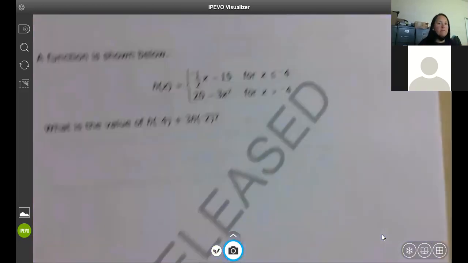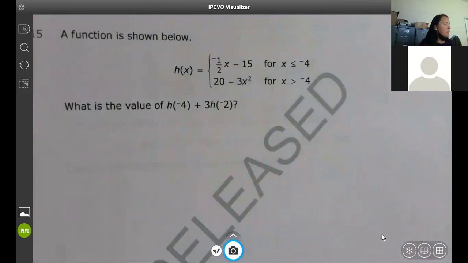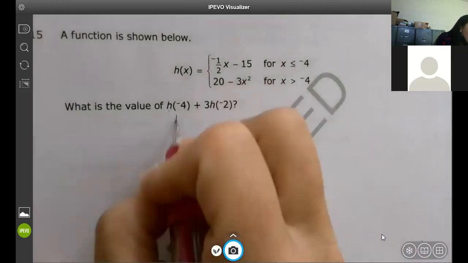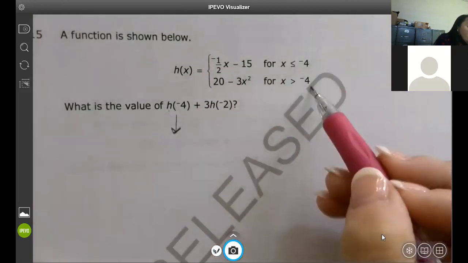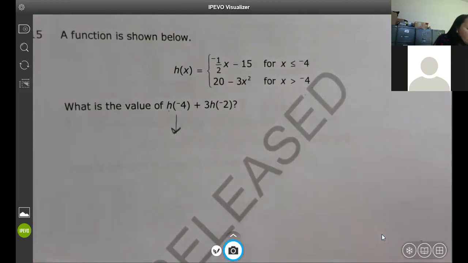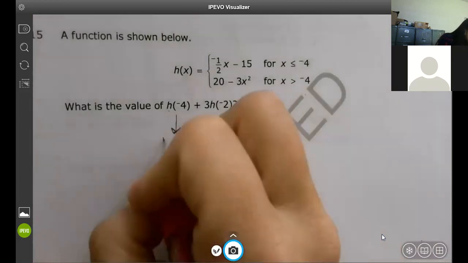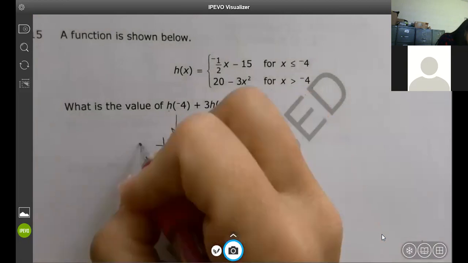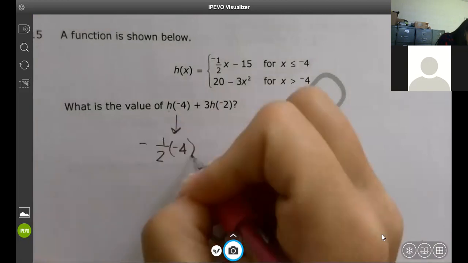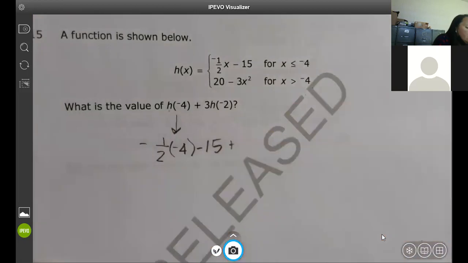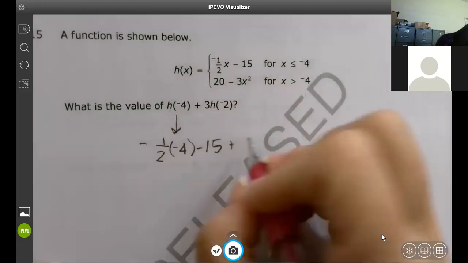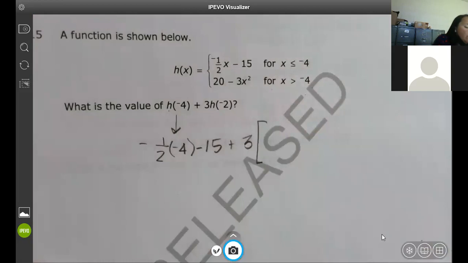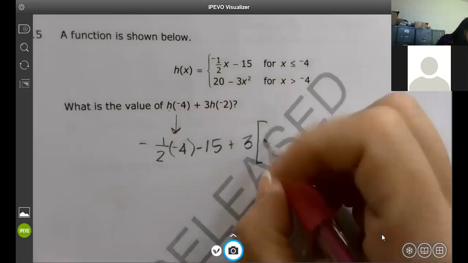Here's another one just like that. You guys see it's exactly the same. All right. So this first one says h of negative 4. Which one deals with negative 4? The first one or the second one? The first one. Negative 1/2. You can go ahead and plug in your negative 4. Plus, this one says 3 times h of negative 2. Which one is that going to use? The second one, because it's greater than negative 4.